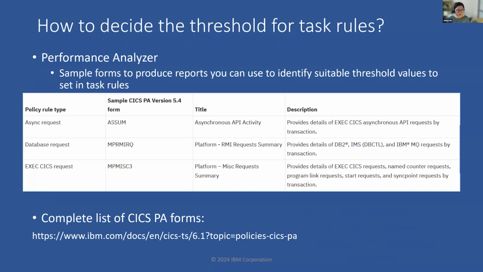So you may wonder, how do I know what threshold I need to define? There is a list you can look at on the web page in the CICS documentation, on the topic of policy and CICS PA. CICS Performance Analyzer is a product that can analyze the SMF 110 monitoring data, and in certain types of reports it can tell you, for example, how many asynchronous requests a task has issued, what the number of database requests is, and what the exact CICS requests are. So based on those reports, or similar reports from other products based on SMF 110 data, you can get the initial set of thresholds for those task rules.